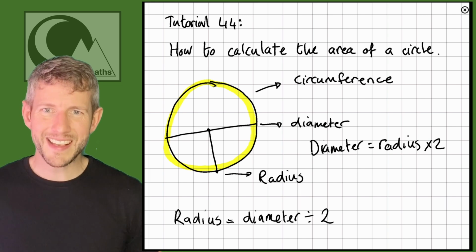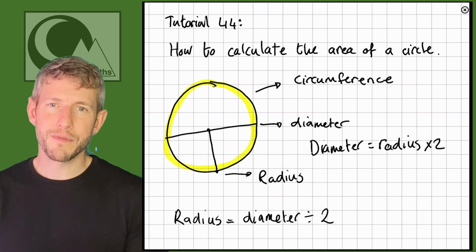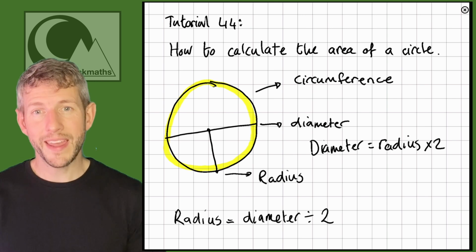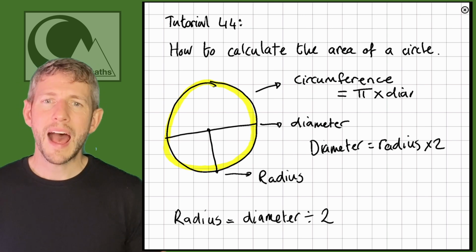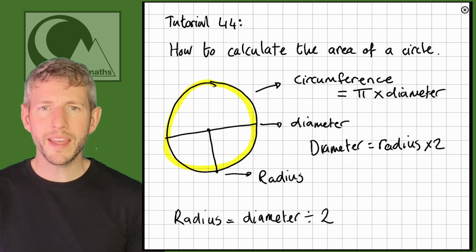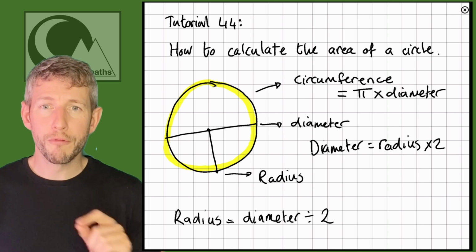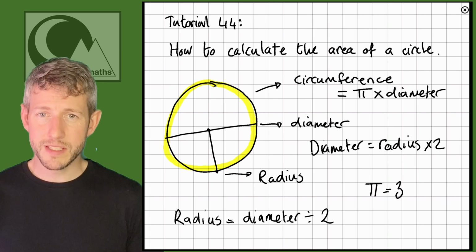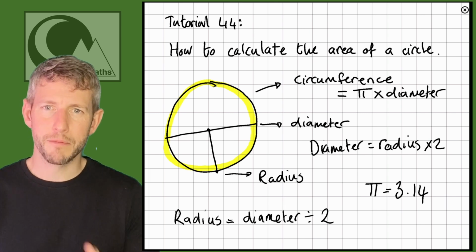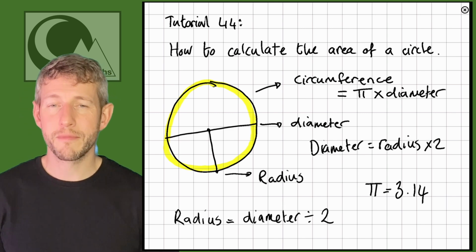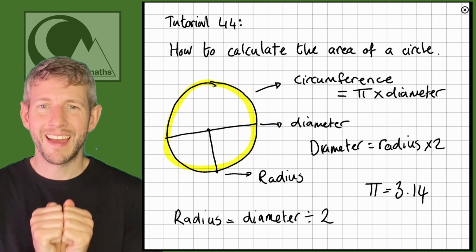Just a quick test. We know that the circumference of the circle is pi times diameter, so I'll write that down there. And we talked about how pi is the number 3.14, and pi tells us the connection between the diameter and the circumference. We're going to need to know all of this information today, but none of this is exactly what we're learning.